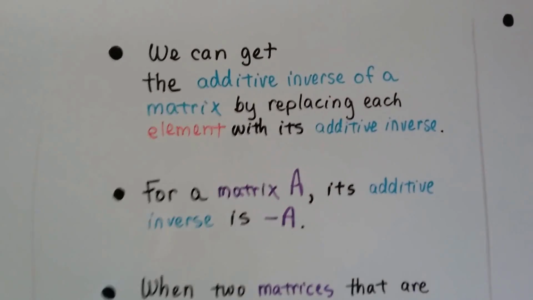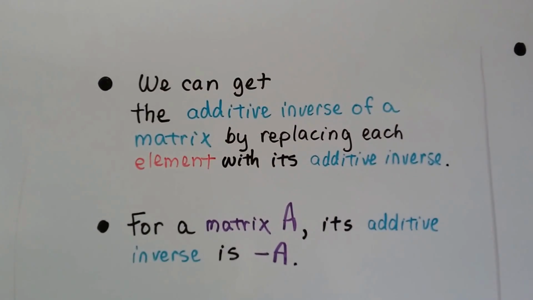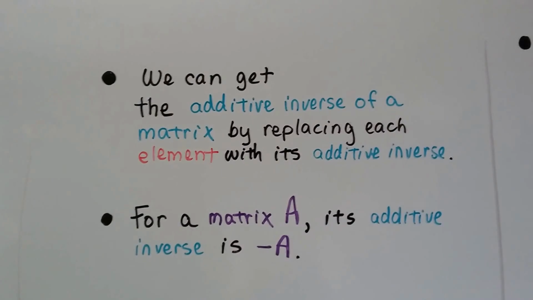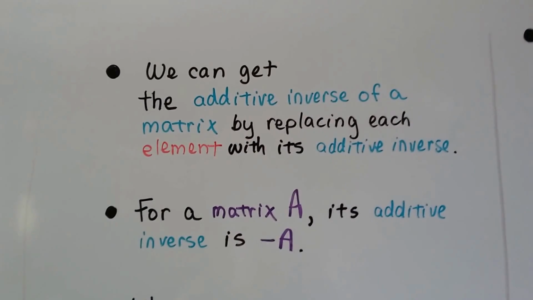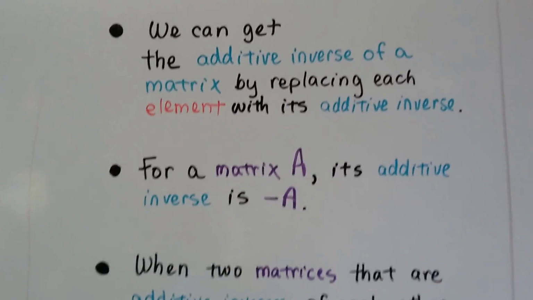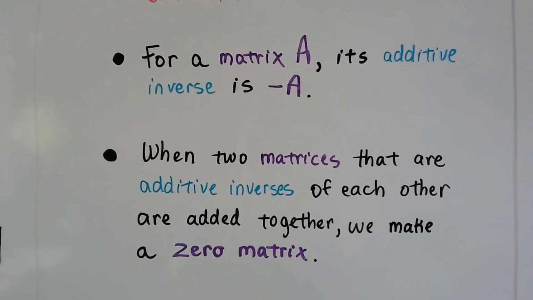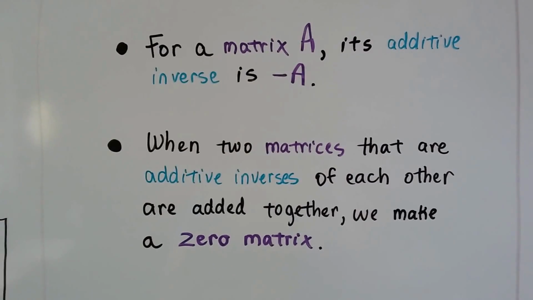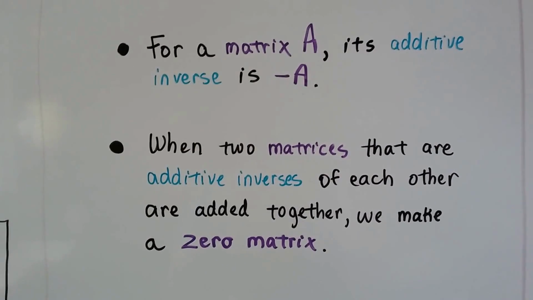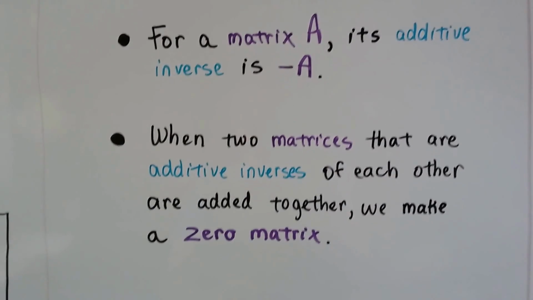And we can get the additive inverse of a matrix by replacing each element with its additive inverse. For a matrix A, its additive inverse is a negative A. It's the inverse of A. When 2 matrices that are additive inverses of each other are added together, we make a 0 matrix. It's like a 0 pair matrix, isn't it?